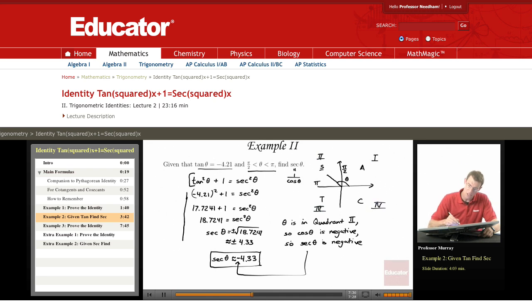Since theta is in the second quadrant, cosine theta must be negative, and so secant theta, remember, is just 1 over cosine theta, must also be negative. That's how we know we want the negative square root there, so we get negative 4.33.